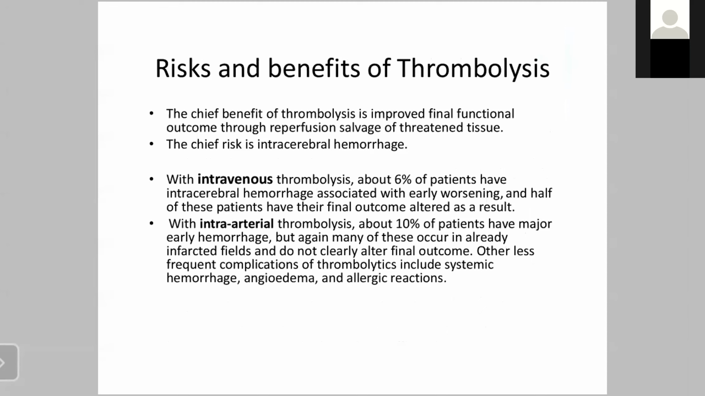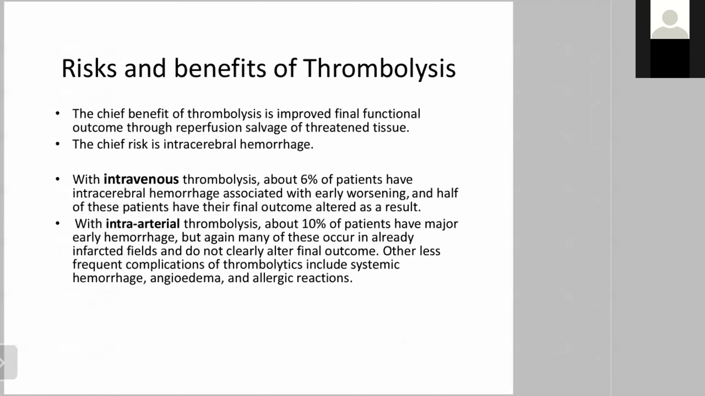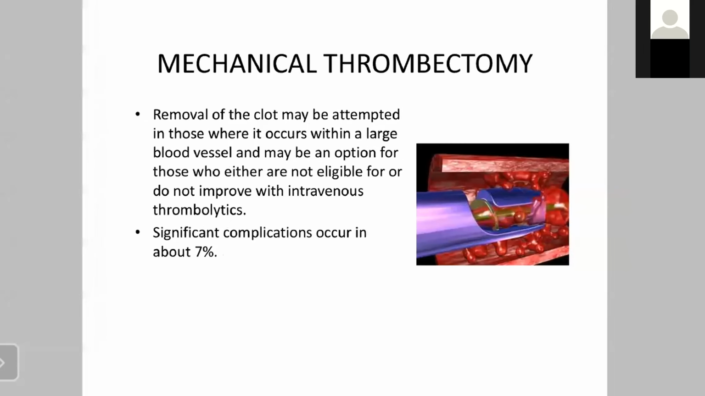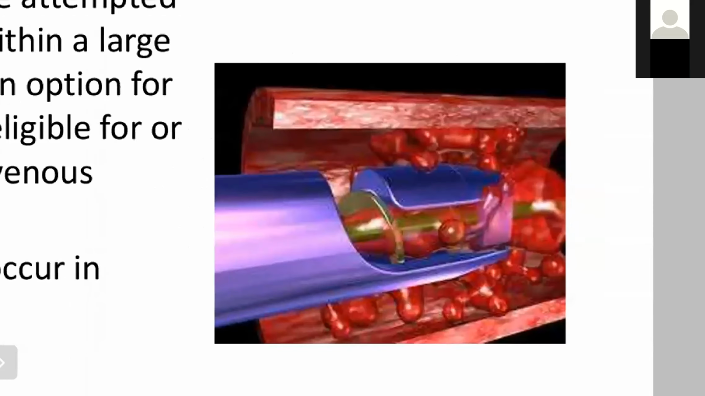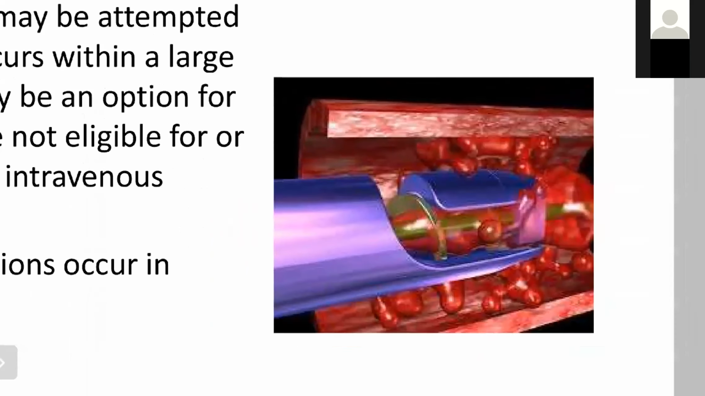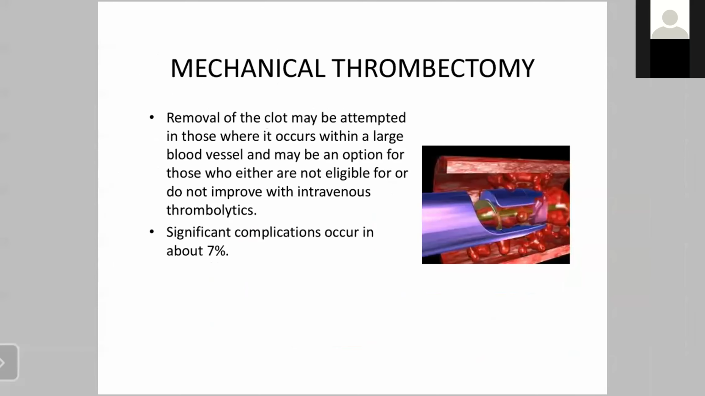All right. Another very important aspect of acute stroke management is mechanical thrombectomy. You see, a catheter is passed in the artery, just like we do in angiography, reaches this clot, and there it tries to retract the clot, and this is mechanical thrombectomy. Significant complications in mechanical thrombectomy occur in about 7%.